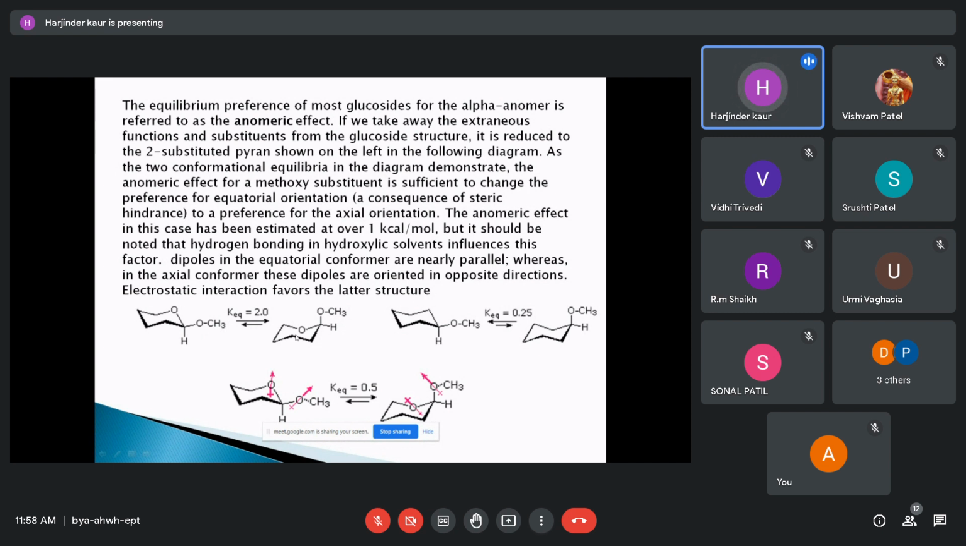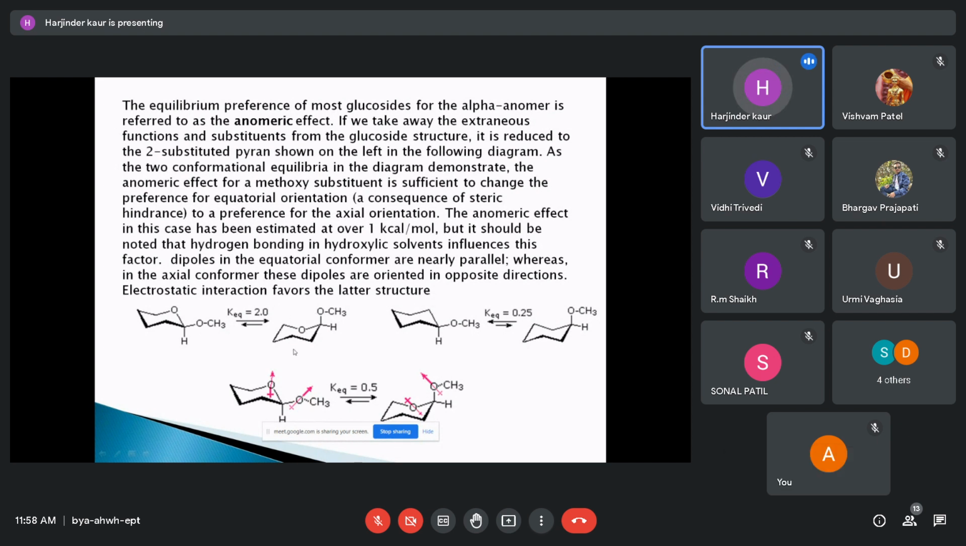You can see for yourself that if this comes here, then there will be a lot of 1,3 interactions, repulsion between these in this molecule, because there will be a group here, H here, and there will be repulsion with this. And there will be a lot of repulsion here with 1,3 interactions.